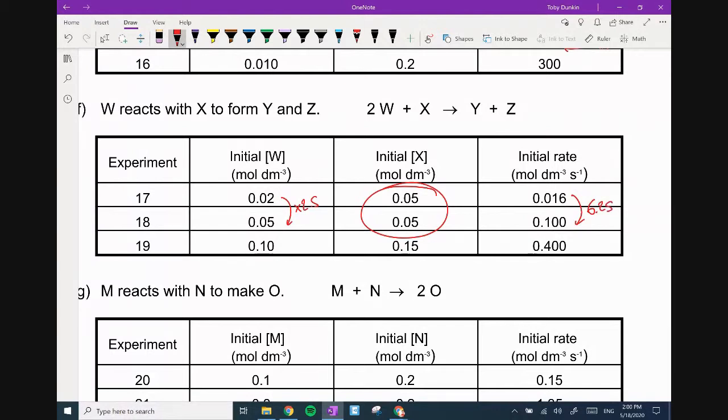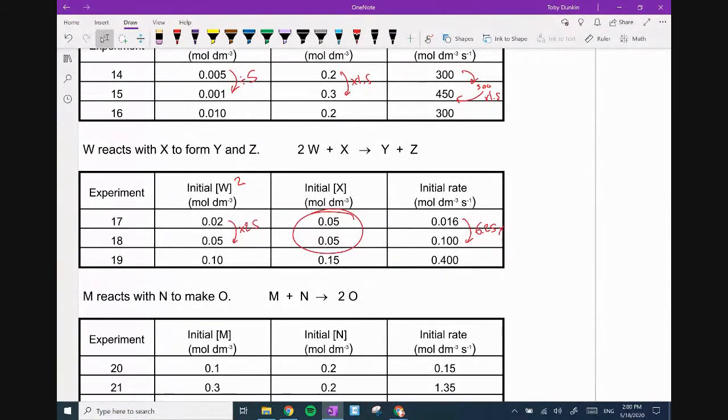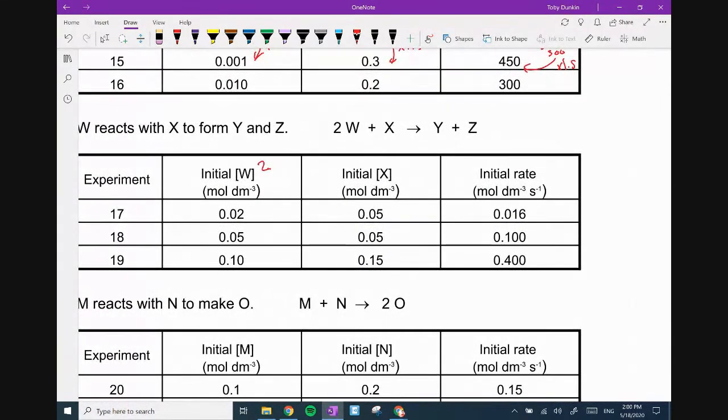That's gone up by 6.25. Ooh, what's 2.5 squared? 6.25. W is second order. I like it. Next. Right, now that we've sorted out what W is, it doesn't matter what we do because we know that it's second order. So we're going to go for these. Let's go for this one.